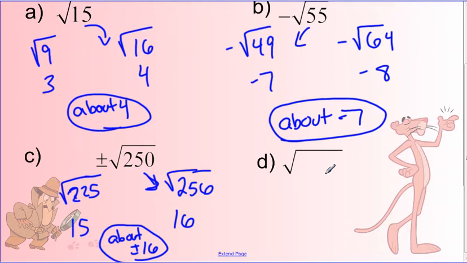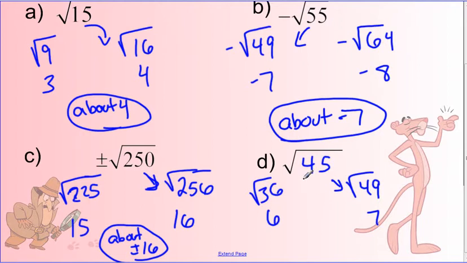So let's say, for example, me, I'm going to use 45. That's not a perfect square. But I know the perfect squares around it are square root of 36 and the square root of 49. Square root of 36 is 6. Square root of 49 is 7. And so this one is closer to 49 than it is to 36, so I'm going to say about 7. And there we go.